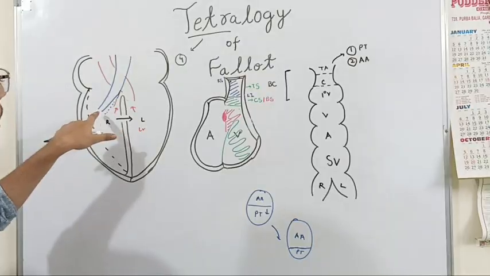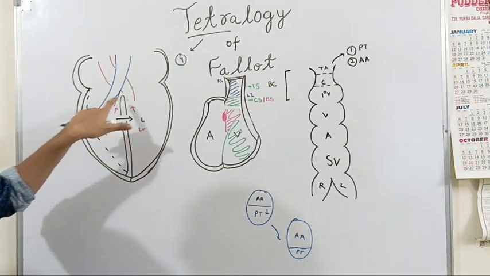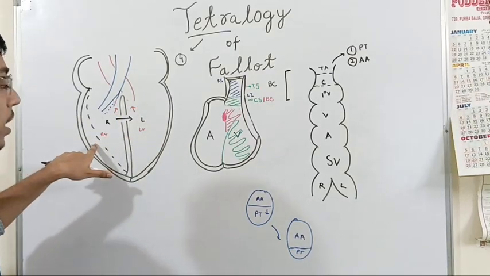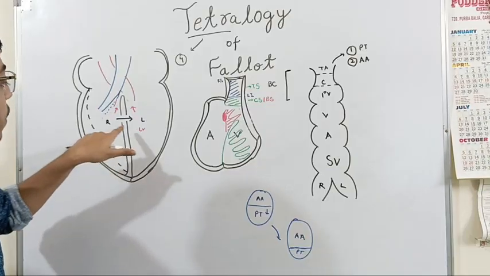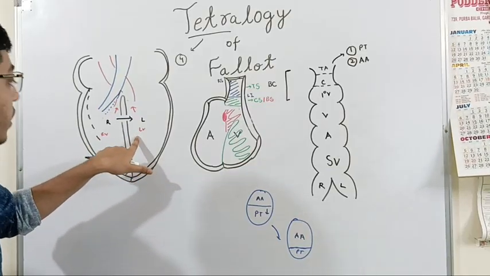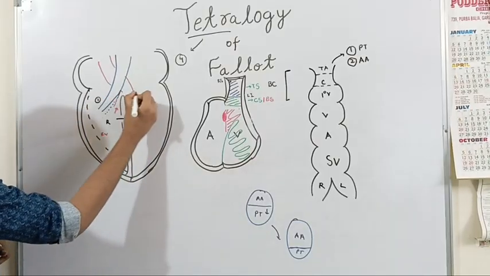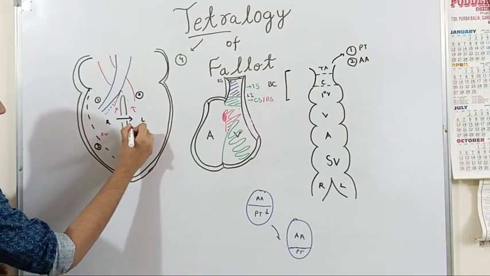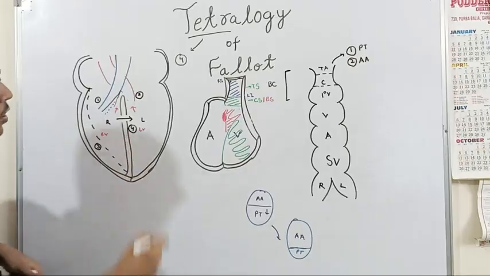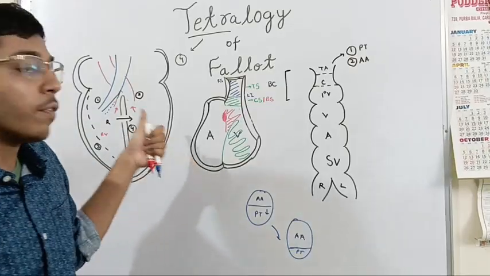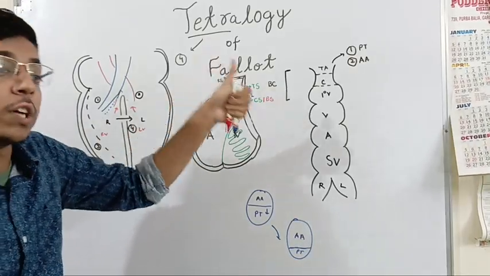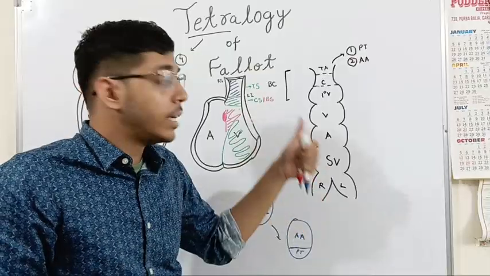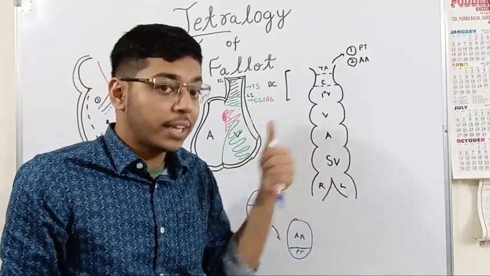So now we know the four cardiac defects. The first, pulmonary stenosis; the second, overriding of aorta; the third, right ventricular hypertrophy; and the fourth, ventricular septal defect. First, second, third, and then the fourth. So these are the four cardiac defects of the tetralogy of Fallot. We will discuss the clinical manifestations, treatment, and the diagnosis in the next class. Thank you.